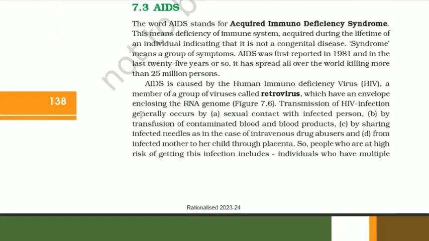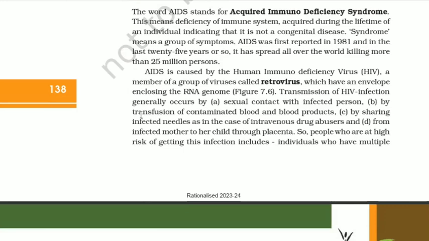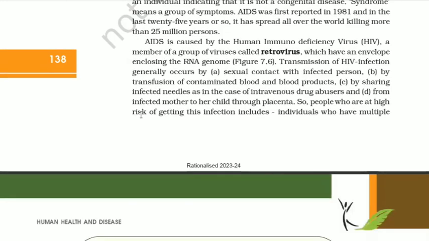7.3 AIDS. The word AIDS stands for Acquired Immunodeficiency Syndrome. This means deficiency of the immune system acquired during the lifetime of an individual, indicating that it is not a congenital disease. Syndrome means a group of symptoms. AIDS was first reported in 1981, and in the last 25 years or so, it has spread all over the world, killing more than 25 million persons.